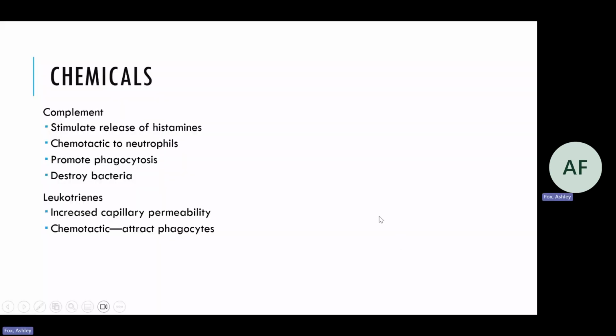So continuing again with the innate immune response, talking more about chemicals. These are also ways that we can fight against pathogens, but they're not cells. They're either proteins or chemical messengers. We're going to talk more about complement in a little bit, but it helps the release of histamines. Again, remember that is going to be our major inflammatory chemical.